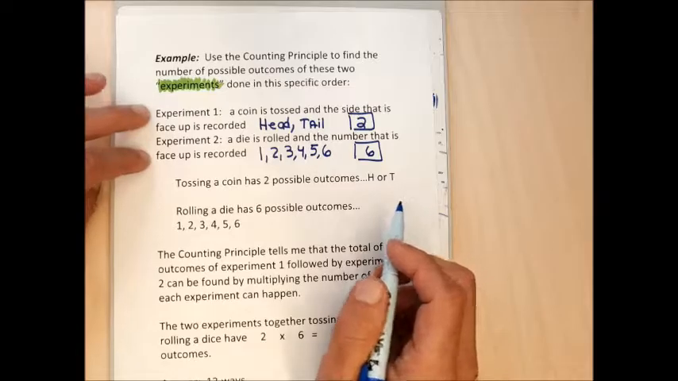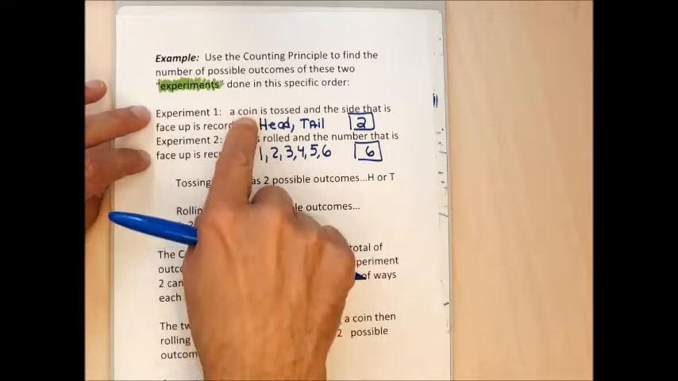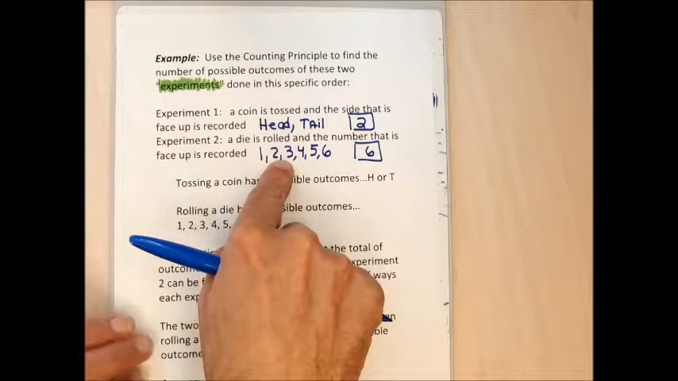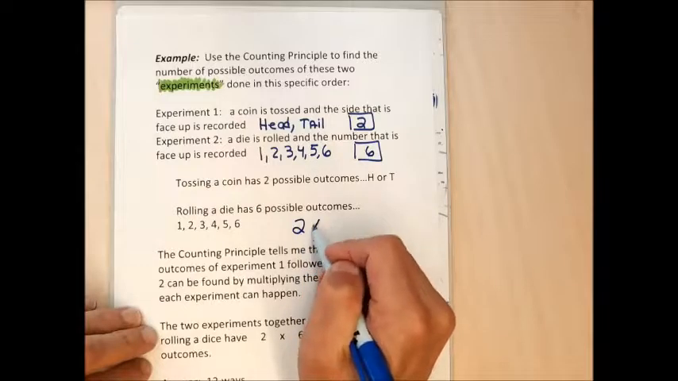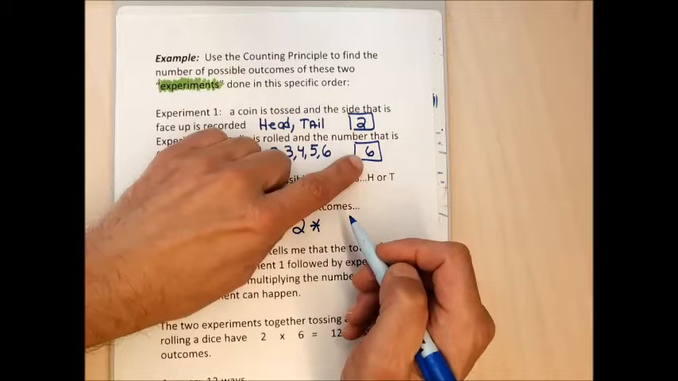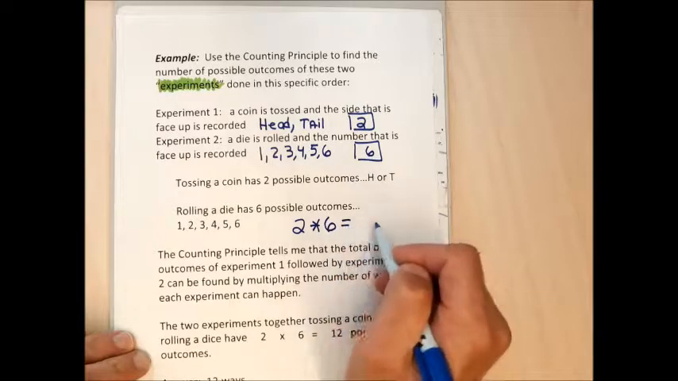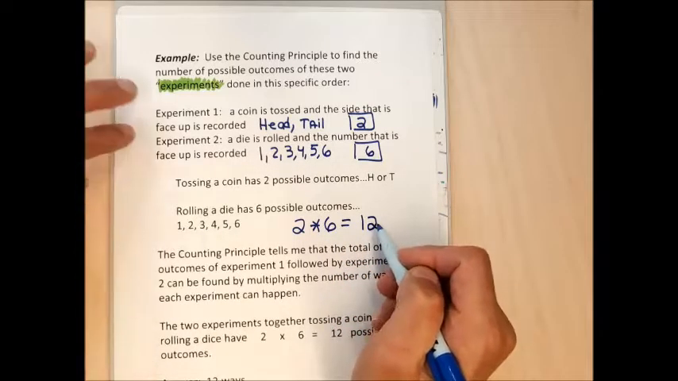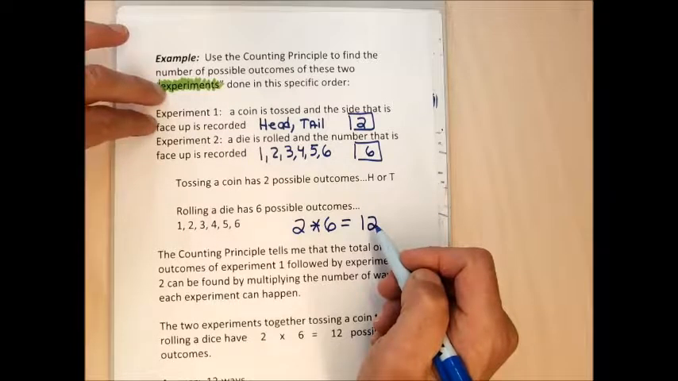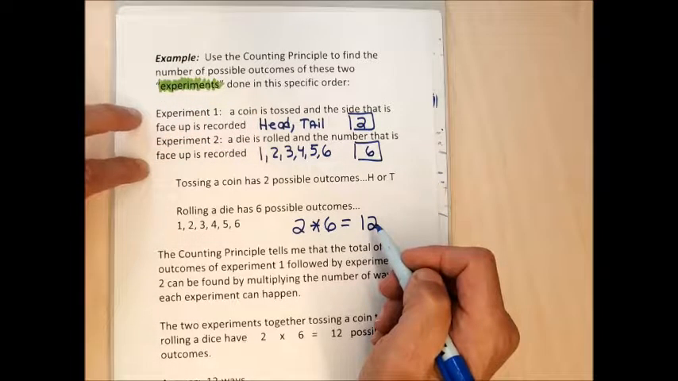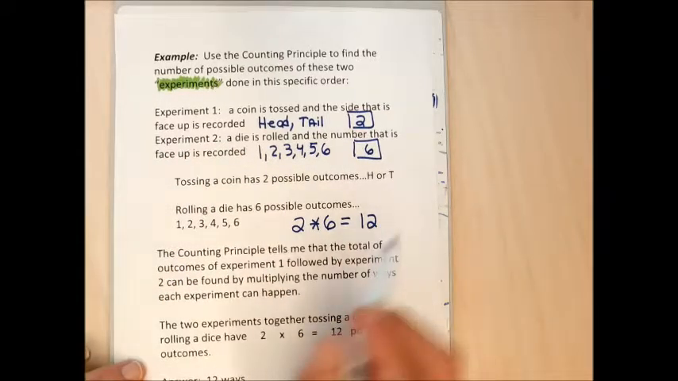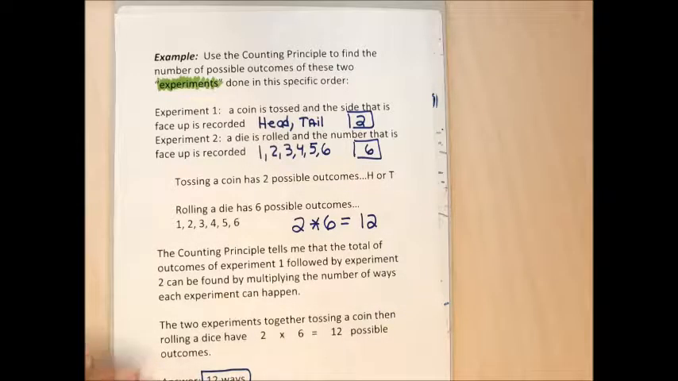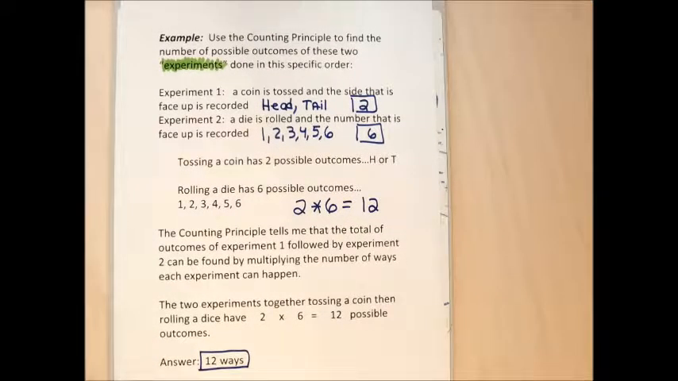So how many different outcomes are possible if I flip a coin and then roll a die? Well, there are 2 outcomes for the first experiment and 6 outcomes for the second experiment. So the counting principle says for this experiment combination, flipping a coin, writing down heads or tails, and then rolling a die and writing the number that comes up, there are 12 different outcomes that are possible. That is what the counting principle tells me: there are 12 different things that can happen if I flip a coin and then roll a die.